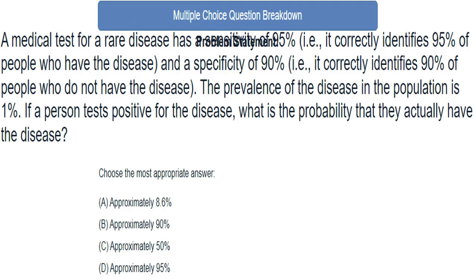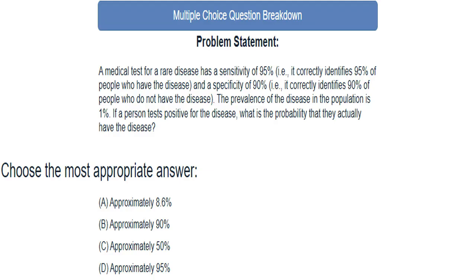The medical test's characteristics are detailed here. Sensitivity is the true positive rate. The test correctly identifies 95% of people with the disease. Specificity is the true negative rate. The test correctly identifies 90% of people without the disease. Prevalence is the proportion of the population that has the disease, which is 1% here. Using these values, the posterior probability of having the disease after a positive test result is calculated. Here, choosing the answer means selecting the option closest to the calculated posterior probability.